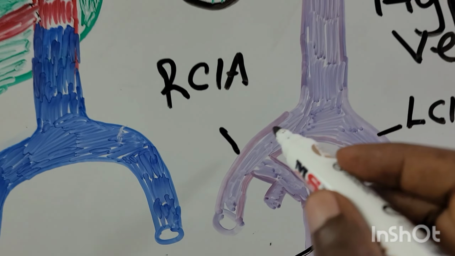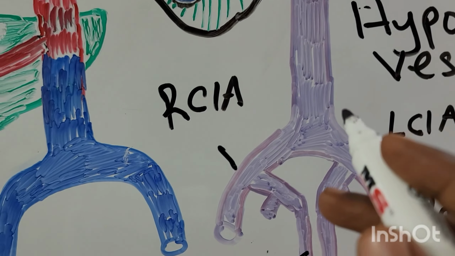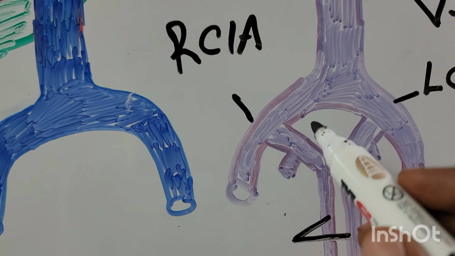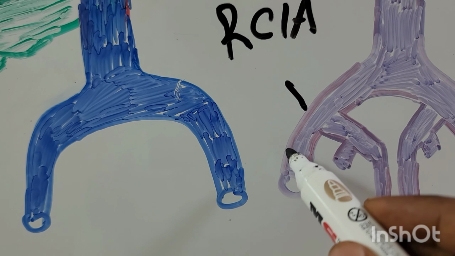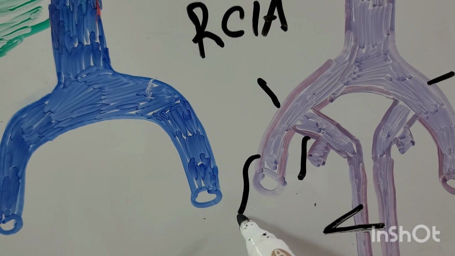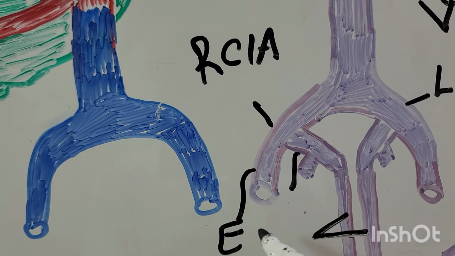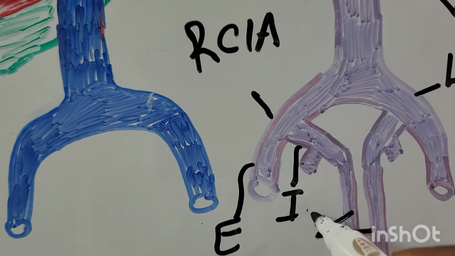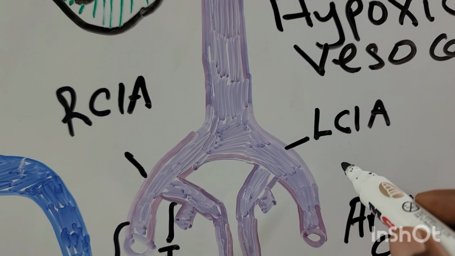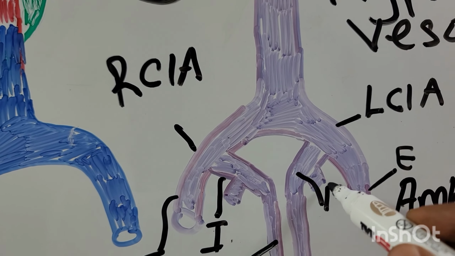Okay, so now these first branches are going to be the common iliac arteries, but eventually they are also going to be breaking into two. It is breaking into what we call the external and the internal. So this one here is the external iliac artery, and this is the internal iliac artery. And also on the left side, this one is the external iliac artery, and this one here is the internal iliac artery.